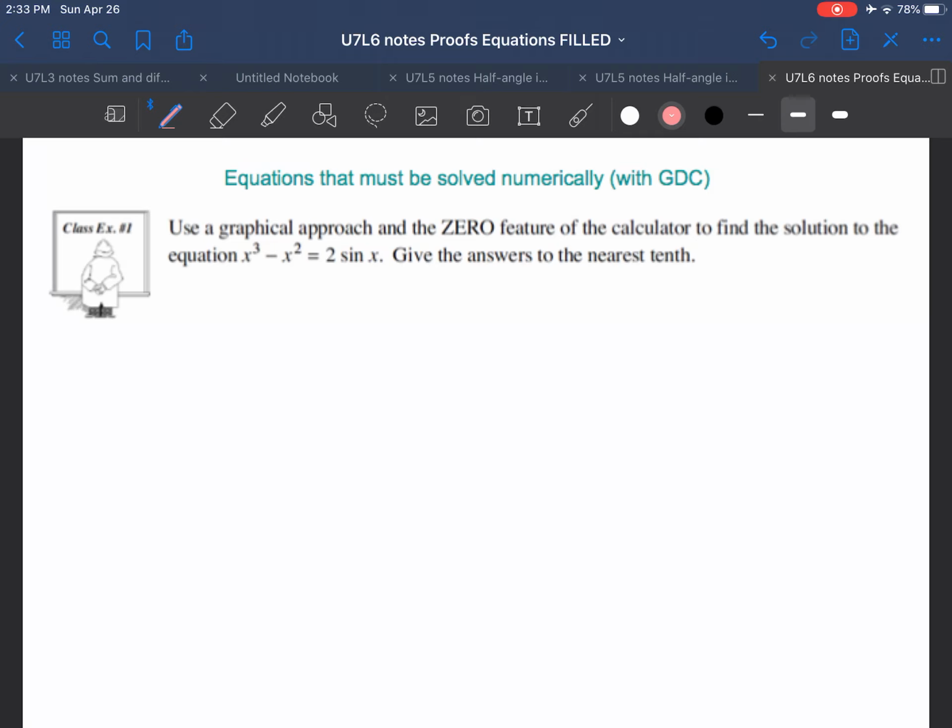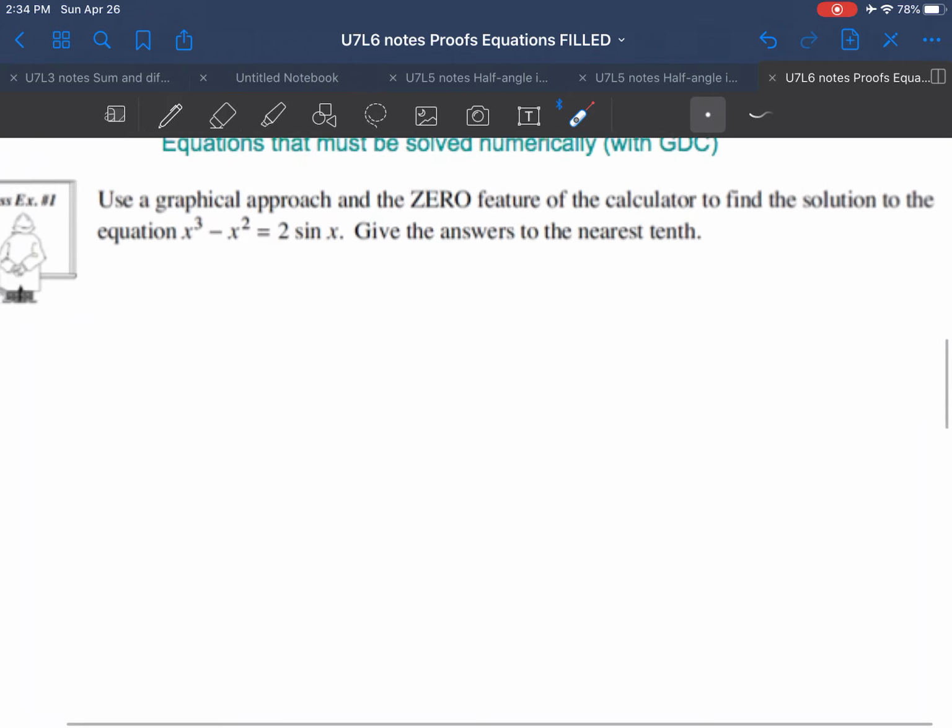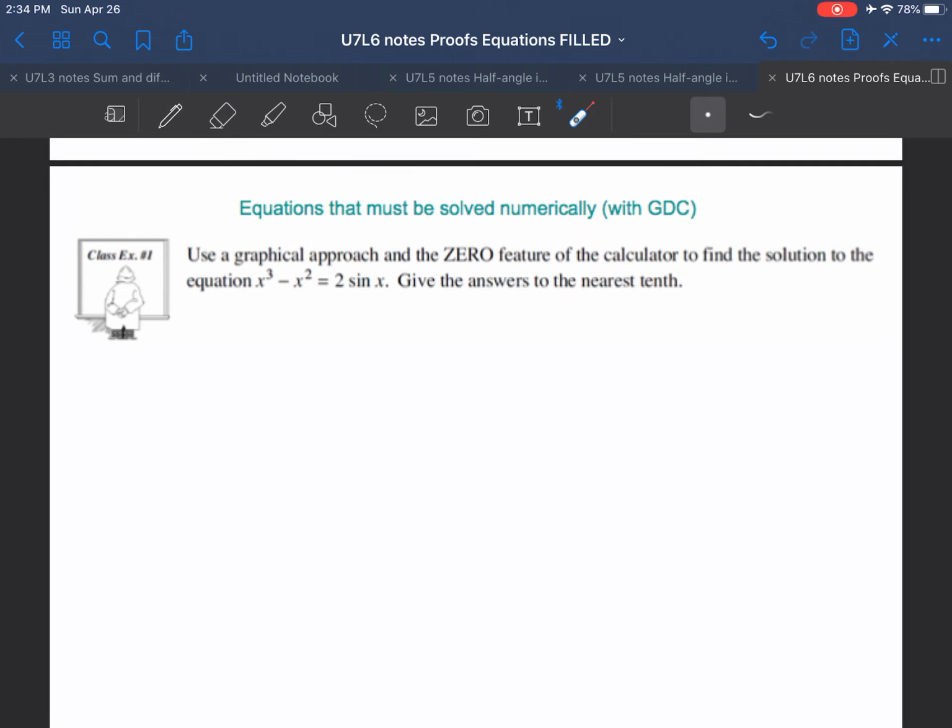All right, one more and then I'll stop and make a second video to break this up. So, one of the reasons we use graphing is because sometimes you're going to get ugly answers, right? So, in this case, you got to solve it numerically with a GDC because we're not going to be able to know the trig values that produce a certain number, right? We're not going to know the angles. So this says use a graphical approach in the zero feature of the calculator to find the solution to the equation. Give answers to the nearest tenth. Okay. It doesn't say general or particular, but we'll see.